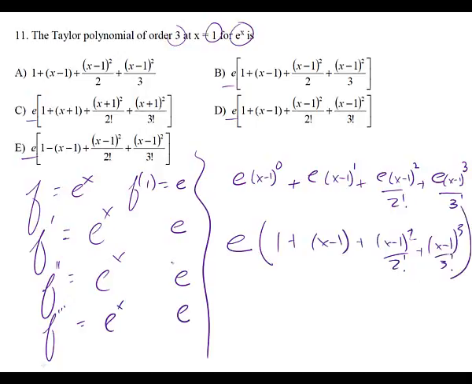I believe it's b, isn't it? Or is it e? I can't remember. There's pluses. Oh yeah, it's got to be D, because it's got the factorials in it. C has plus signs, x plus 1 instead of x minus 1. Alright, what else?